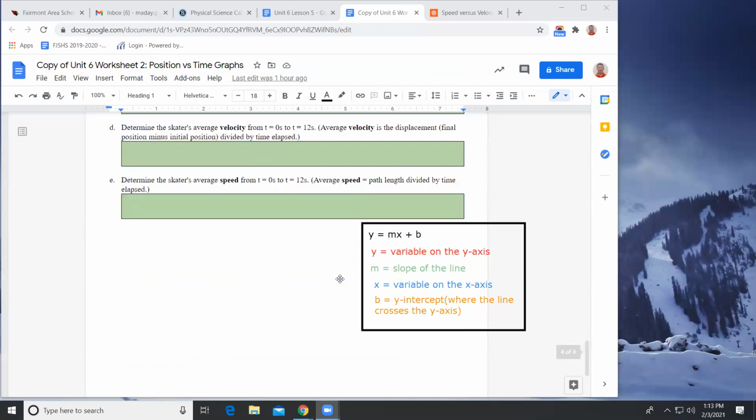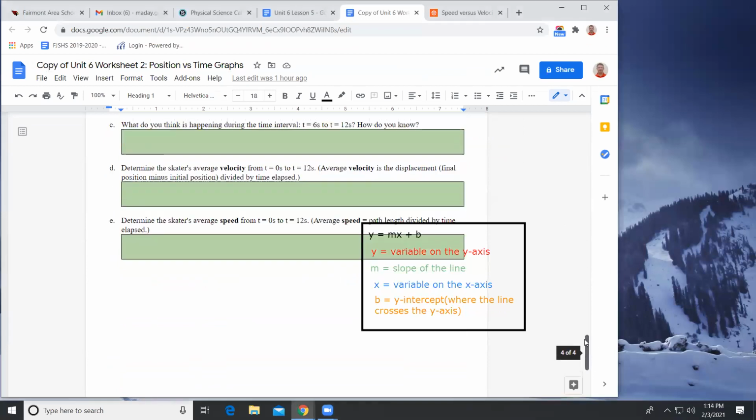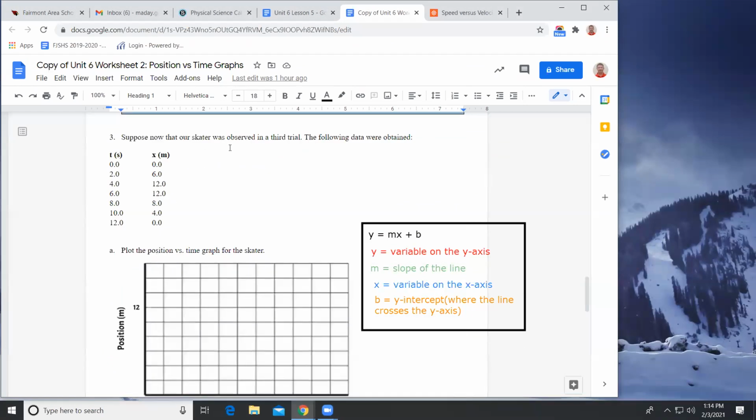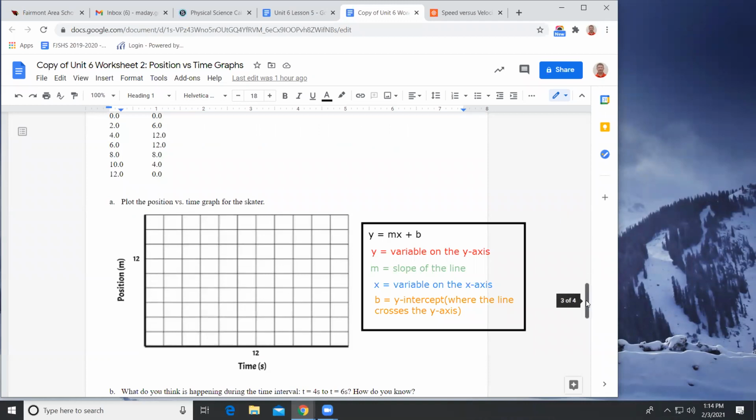The other thing that I wanted to go through, and I did have a couple of students in the class ask questions about this. So looking at section 3, our skater is looking at a different trial here. So we're applying the position, and I'm going to do this kind of really quickly.